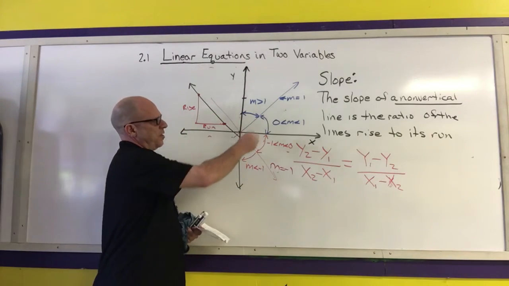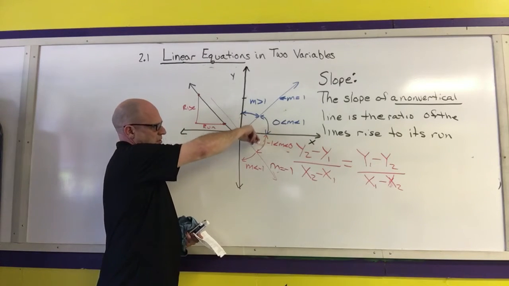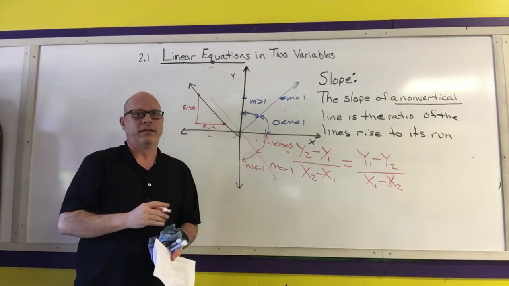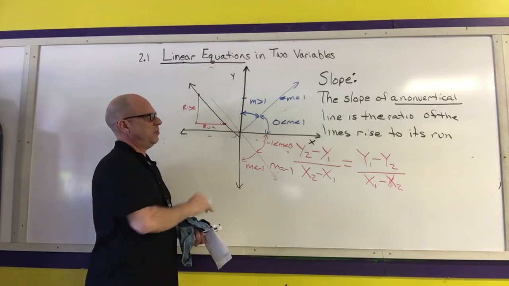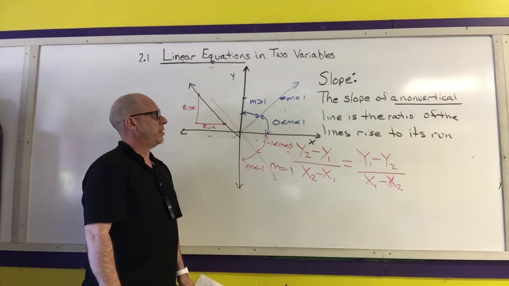So if you know what the slope of a line is, you know basically how steep or how slanted the line is. And this gives you a lot of intuition when you actually start looking at equations of lines and start to calculate things.